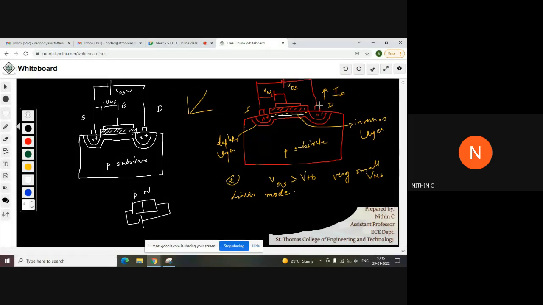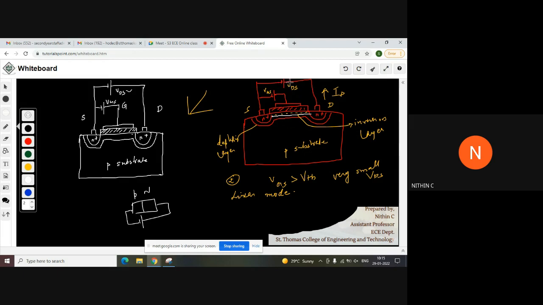The positive terminal, we are connecting that to the N plus region. So the depletion layer width has to increase. That has to happen here. But here, this negative is what we are connecting to the N plus region.